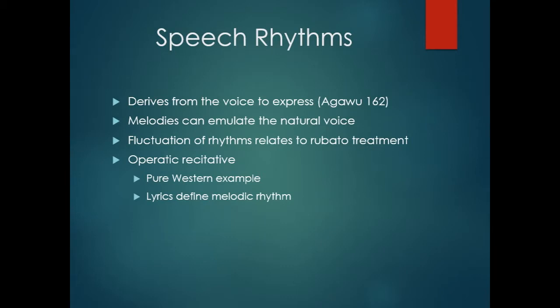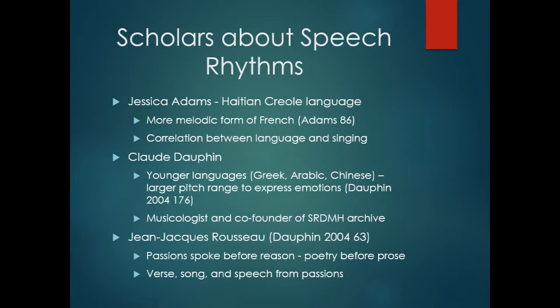Just some information about the speech rhythms from scholars. Jessica Adams says that the Haitian Creole language is like a more melodic form of French. So in the sense that French would sound like someone singing French. Claude Dauphin says that younger languages such as Haitian Creole, but also Greek, Arabic, and Chinese have a larger pitch range to express emotions.